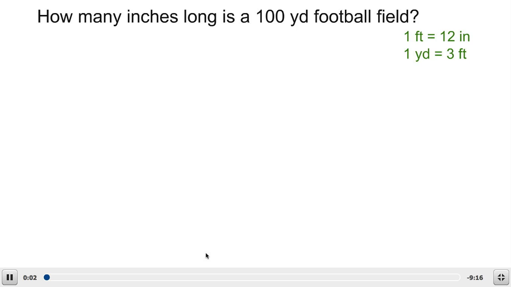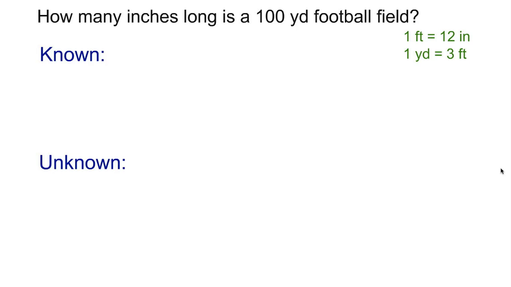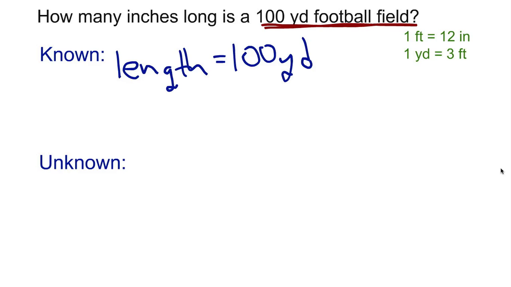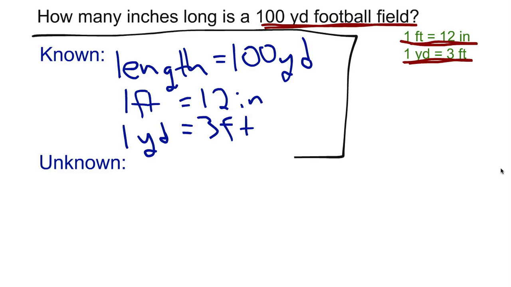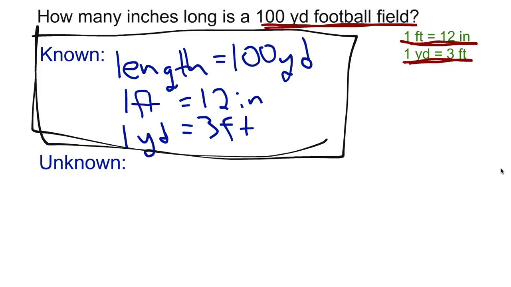We're going to try to solve the problem, how many inches long is a 100-yard football field? And as always, we start with our known and our unknown. What we know is that a football field is 100 yards in length. But we're also given two other bits of information. We know that 1 foot equals 12 inches, and we also know that 1 yard equals 3 feet. These are all the things that the problem gives us.